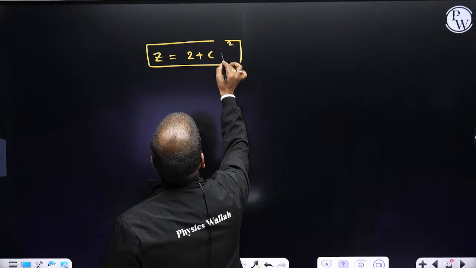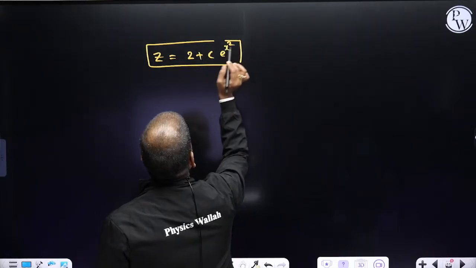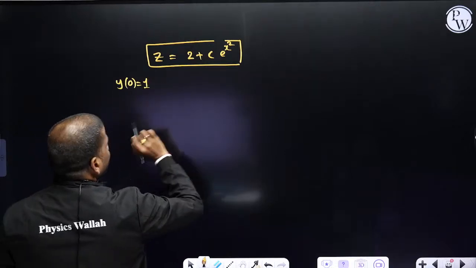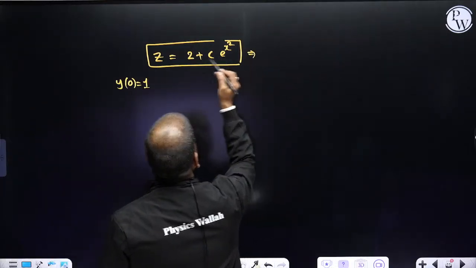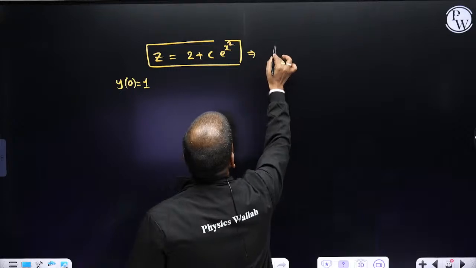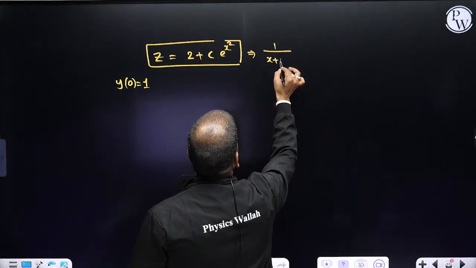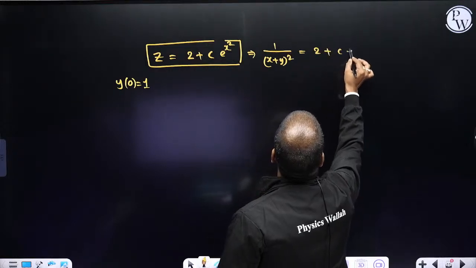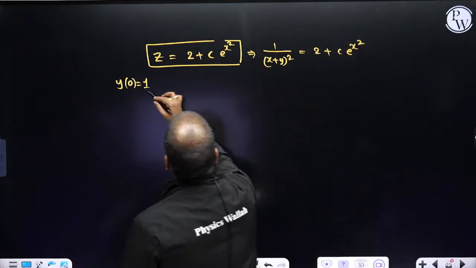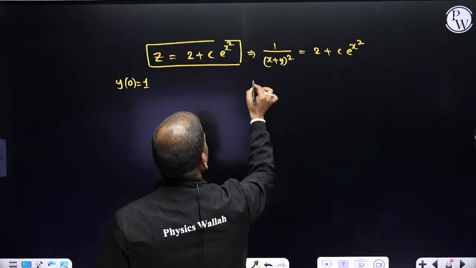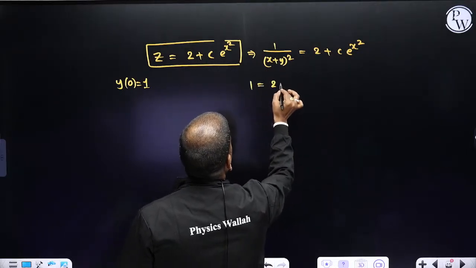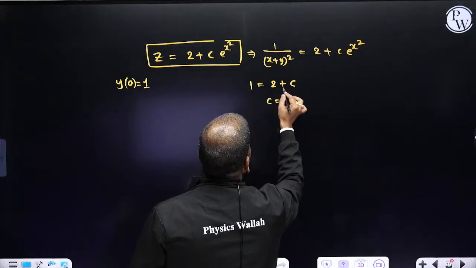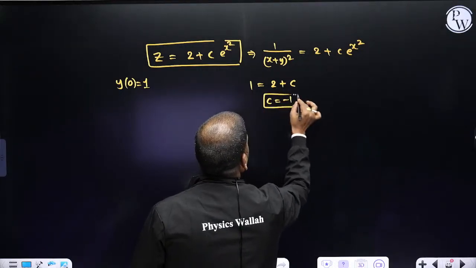So c times e power x square. y of 0 is equal to 1. But what is z? z is equal to 1 by t square. So 1 by (x plus y) whole square is equal to 2 plus c times e power x square. If you substitute x equal to 0, y equal to 1: 1 is equal to 2 plus c times 1. So c is equal to 1 minus 2, that is minus 1.